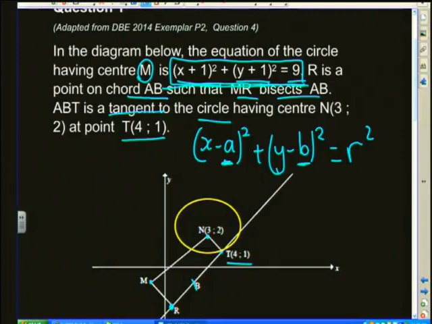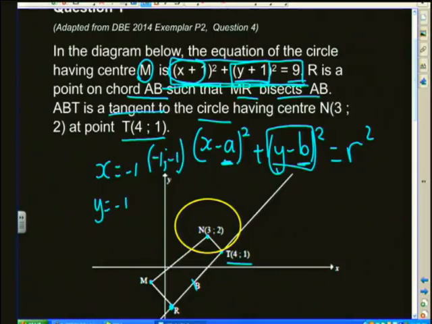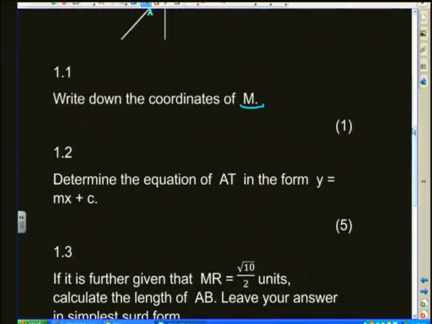All right? Just remember, very importantly, your signs. If we've got (x+1)², that means x is equal to negative 1 would be the x part of the coordinate for the center of the circle. And if (y+1) is the other y minus b part of your equation, well, y is equal to negative 1 will be the y coordinate of the center. So part 1, our coordinates of the center, M(−1; −1), easy marks straight from the given information.